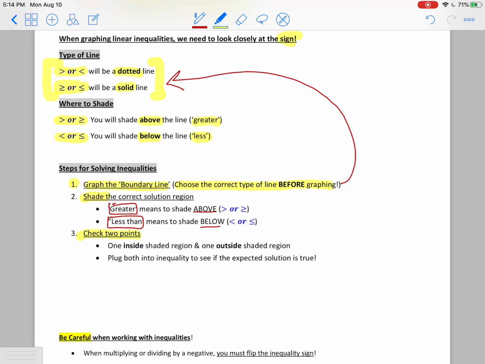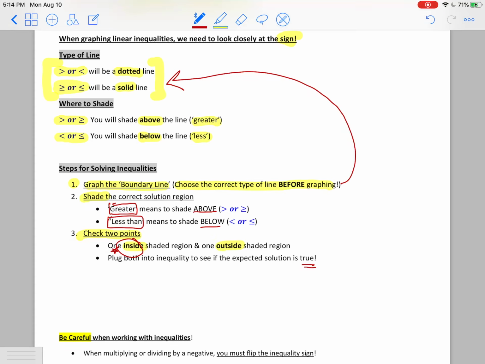And just to make sure that we've shaded the correct region, we can check one point inside the shaded region and one point outside. Of course, we're going to plug both of those points into the inequality and do the algebra and see if the expected solution is true. We would expect the one outside the shaded region to not be true, and we would expect the one inside to actually work and be true. So that's what we're checking.